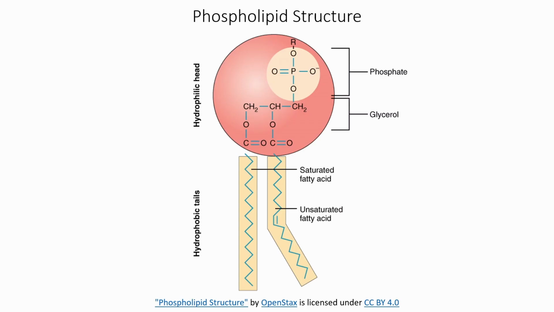So when we look at the basic structure of the phospholipid, everything here in red, this red circle, is the hydrophilic side, and this is the side that would prefer water. And then these two little lines down here are the hydrophobic tails. These are the parts that do not like water.